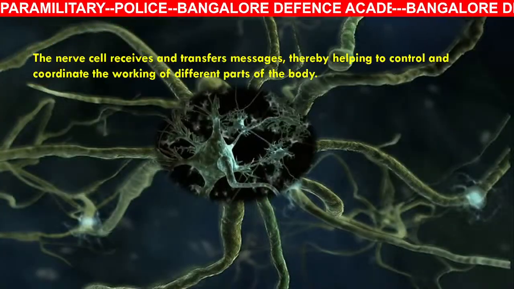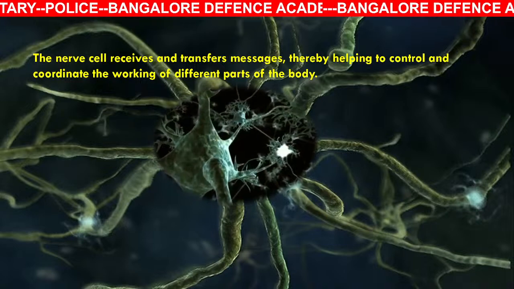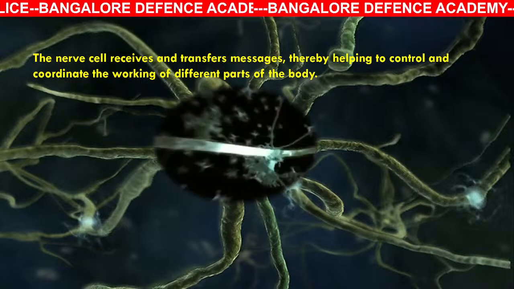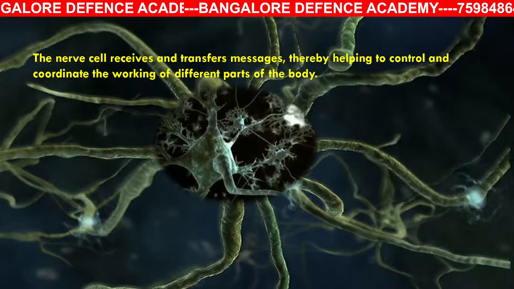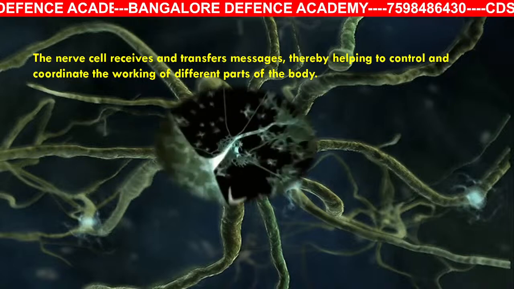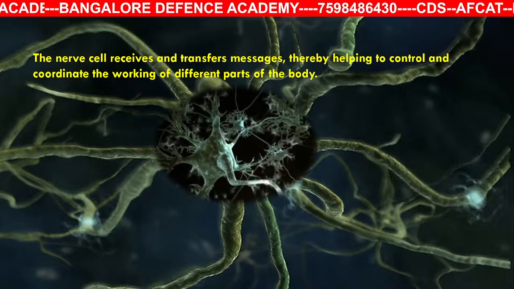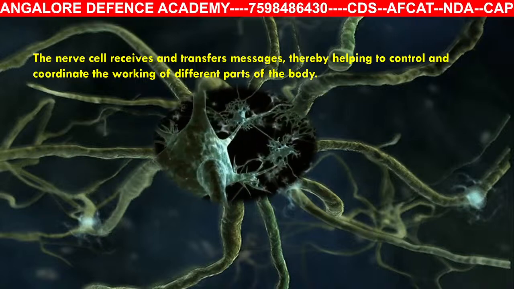Now look at this. The nerve cell receives and transfers messages, thereby helping to control and coordinate the working of different parts of the body. So this is how the nerve cell electric pulse is sent through your nerve, and your brain gets to know what you are doing.